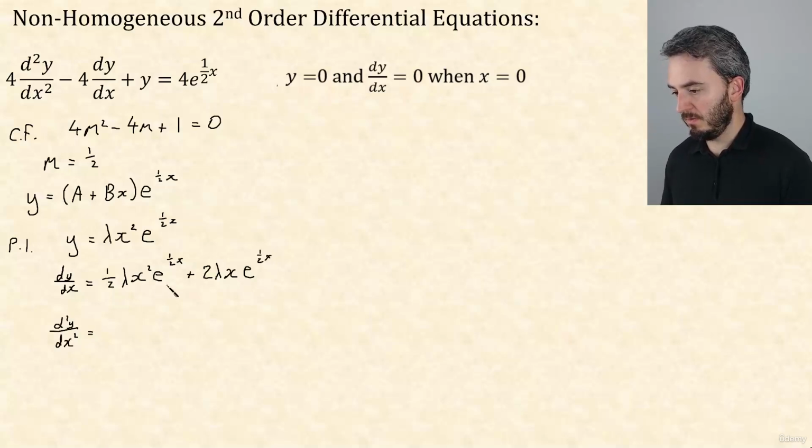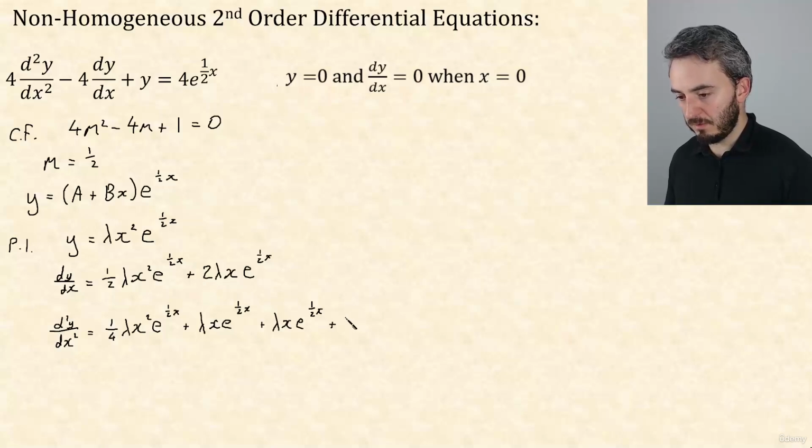So this one, uv dash gives us another half, so that's a quarter lambda x squared e to the half x. Plus u dash v. U dash is going to be, 2 comes down and cancels with the half, so that's just lambda x e to the half x. This one here, uv dash, the v dash gives us a half that cancels here, so that's lambda x e to the half x. Plus u dash v. U dash is just 2 lambda, so 2 lambda e to the half x.